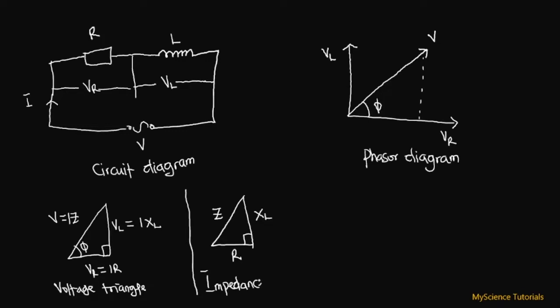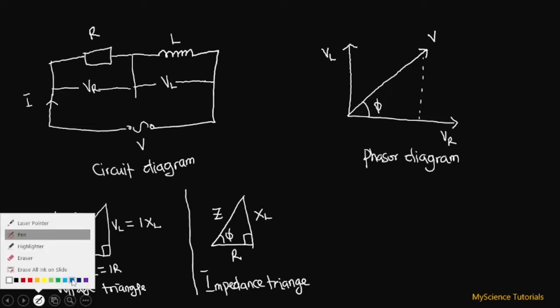Impedance triangle. Okay, and then our phasor angle is over here. Now, from these two angles, the voltage triangle and then the impedance triangle, we can make some calculations. So let's have a look at what we can find from these two angles. Let me use a blue color for that.